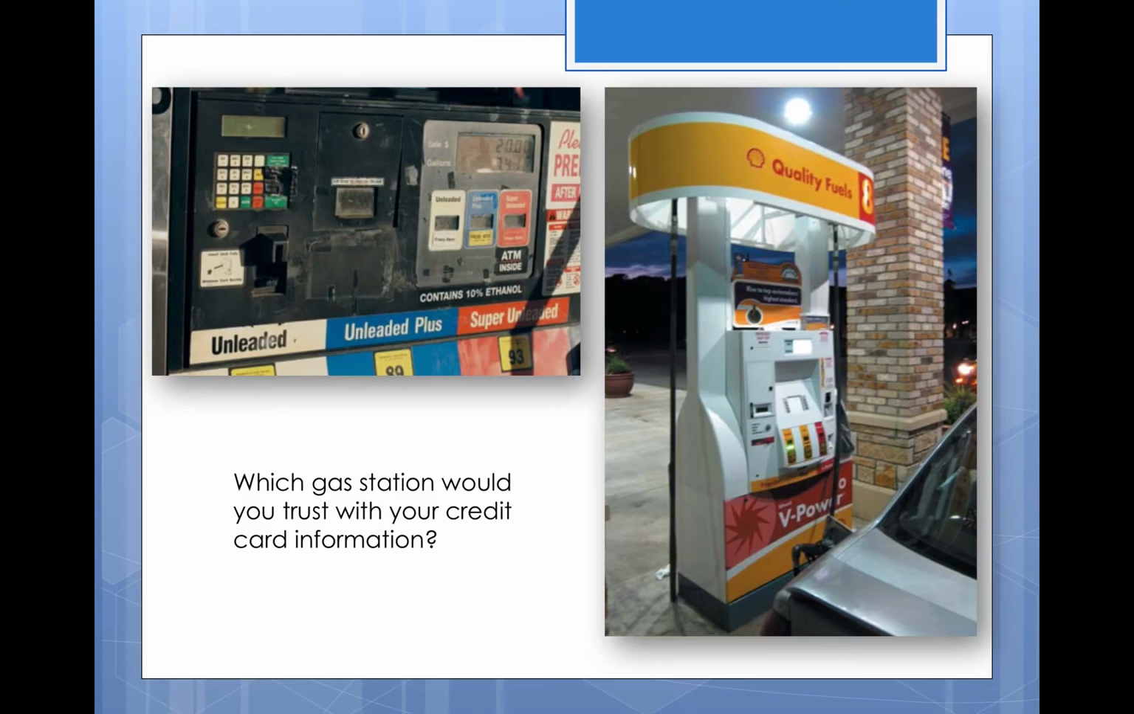Okay, but all of this is to say one thing. When information is designed poorly, we often don't trust it. So here's a good example of that. Which of these gas station pumps would you be more likely to trust your credit card information with? Now, for better or for worse, we trust good-looking things, and even good-looking people, more than we trust ugly things.